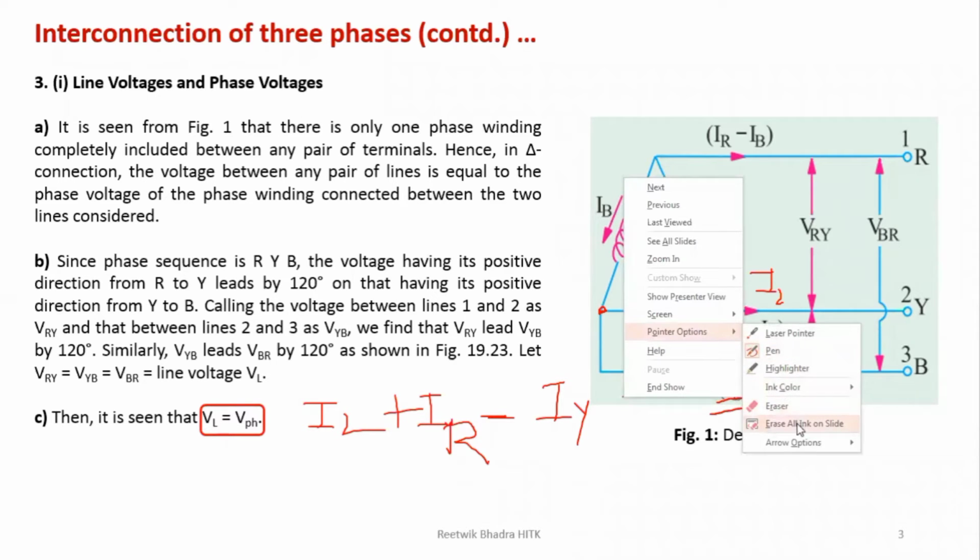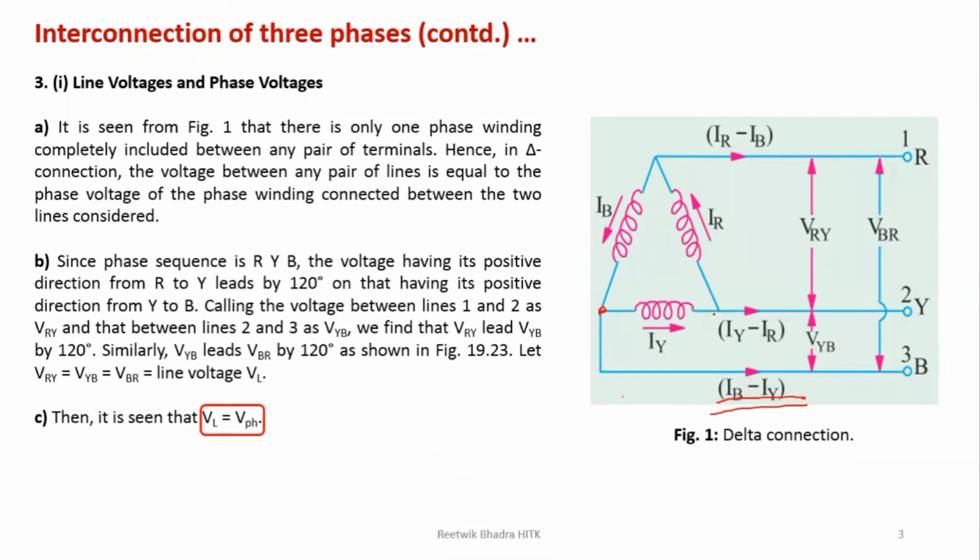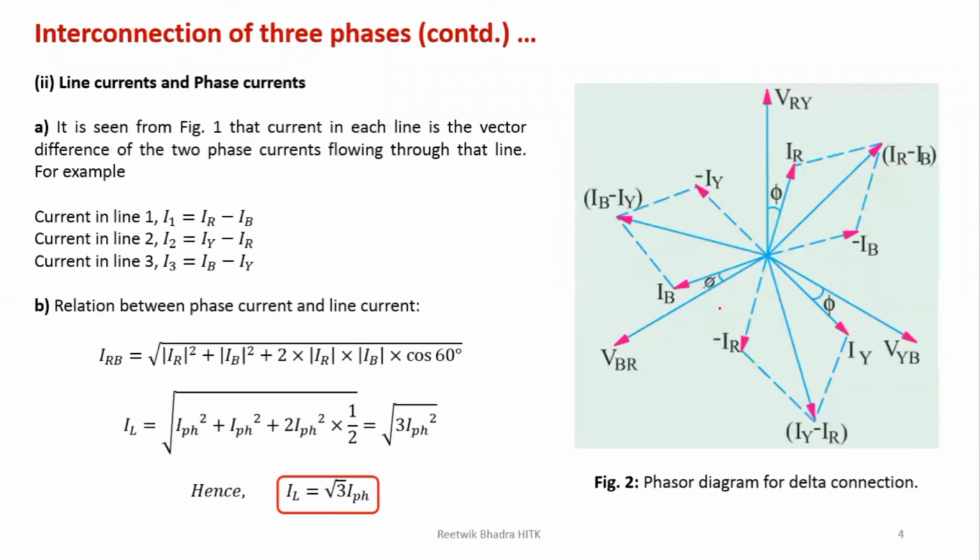So how are you finding the line currents? You are applying KCL at the 3 nodes. So on this slide, I have applied KCL at the 3 nodes and written your I1, I2, I3 equation. So I am seeing that I1 is a phasor sum of IR and IB, I2 is a phasor sum of IY and IR, I3 is a phasor sum of IB and IY. So now what we'll do next, we'll draw the phasor diagrams.